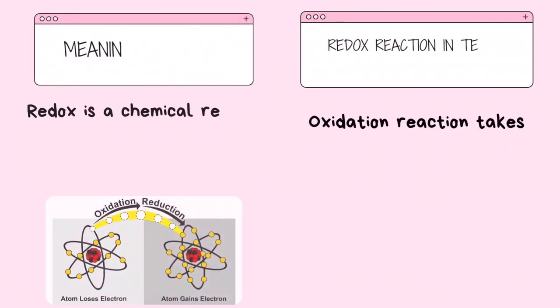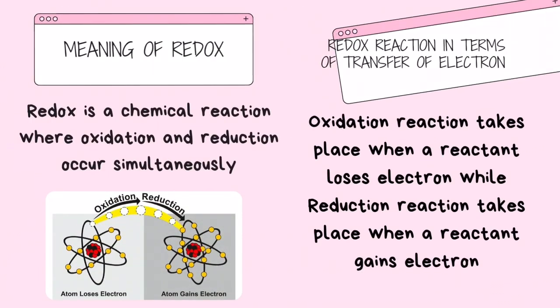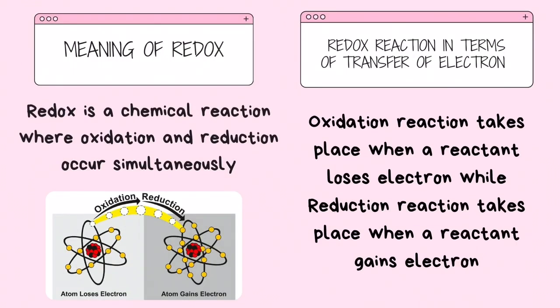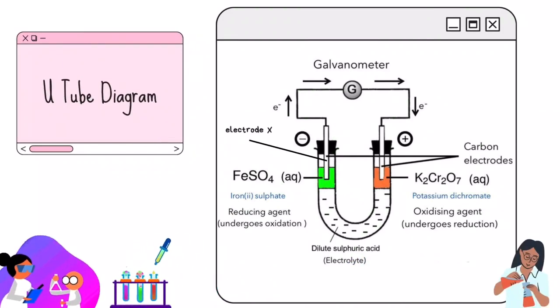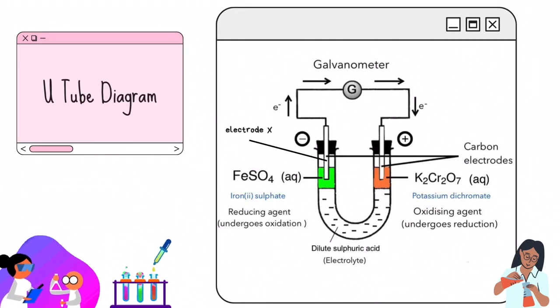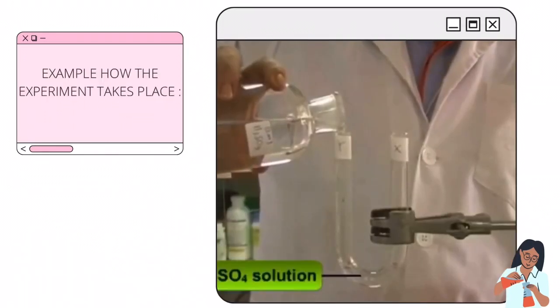Okay, first, what is redox? Redox is a chemical reaction where oxidation and reduction occur simultaneously. Then, what is redox reaction in terms of transfer of electron? Oxidation reaction takes place when a reactant loses electron, while reduction reaction takes place when a reactant gains electron. Okay, so next is a diagram of transfer of electron at a distance using U-tube. This is an example of how the experiment takes place.